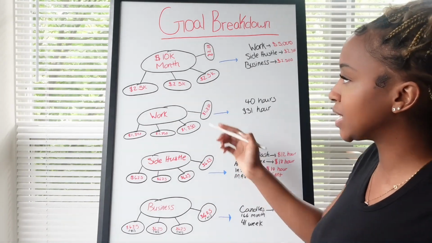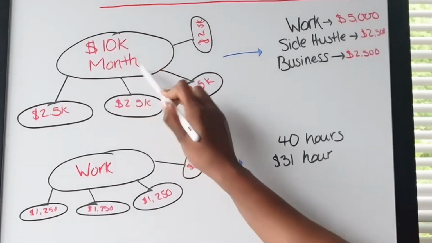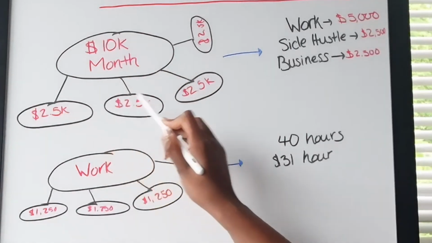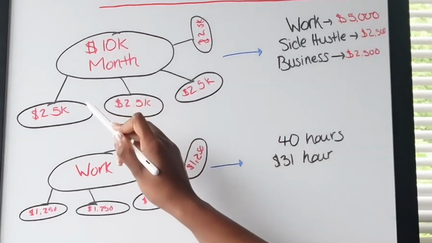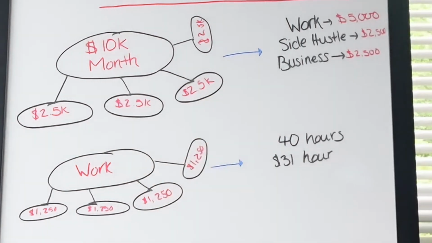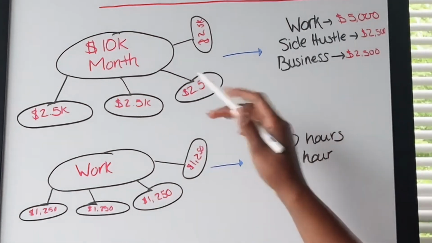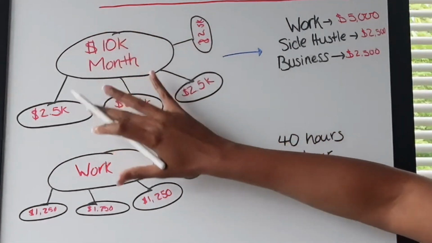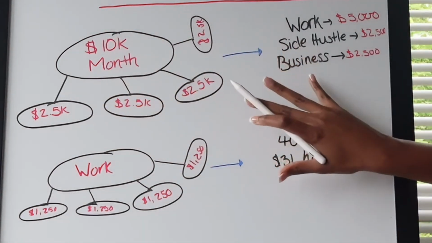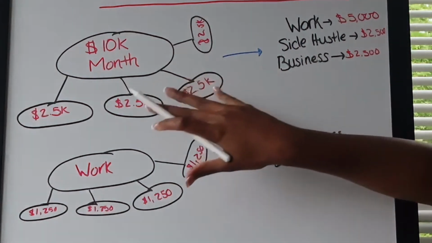So for this example, I said you want to make $10,000 a month, right? I broke it up into 4 quadrants because you have to figure out how much do you have to make a week. So that's 2.5K a week, 2,500, right? So once we figured out what our goal was, now we have to figure out what are the action steps necessary to get to that goal.